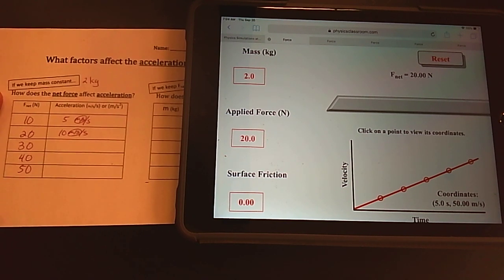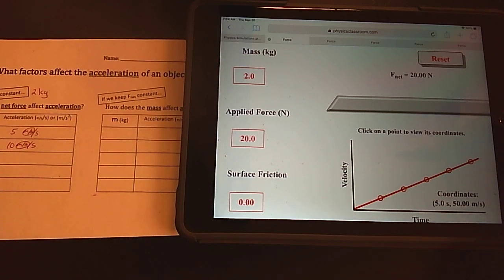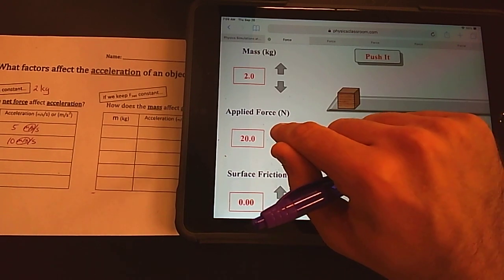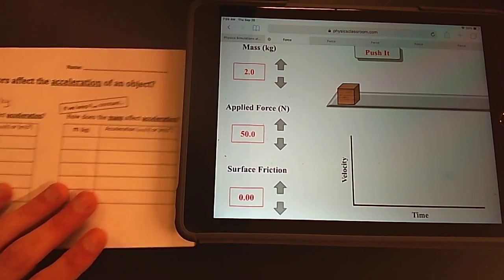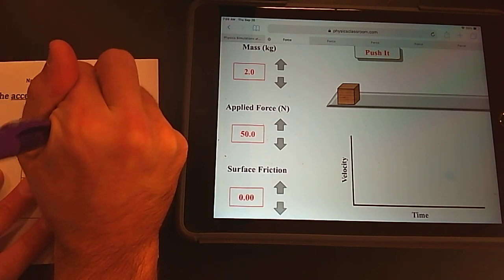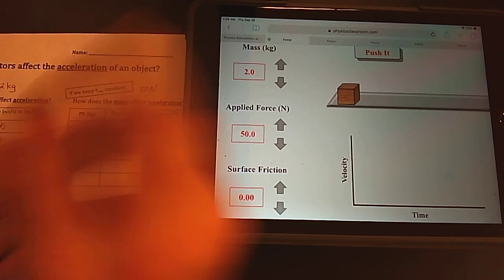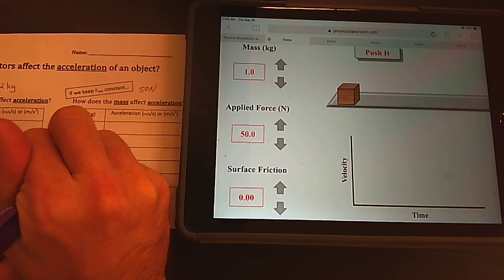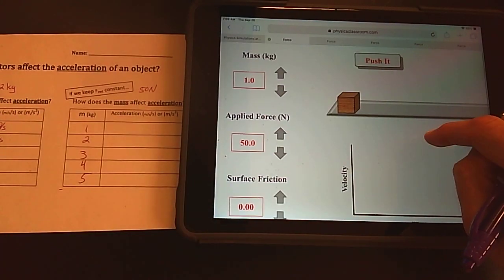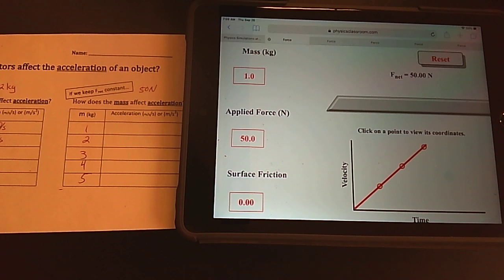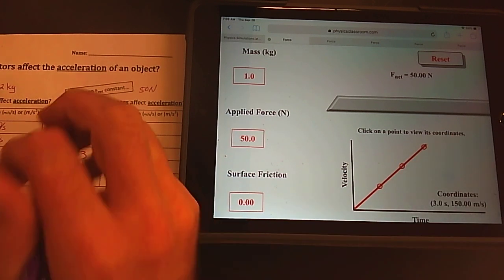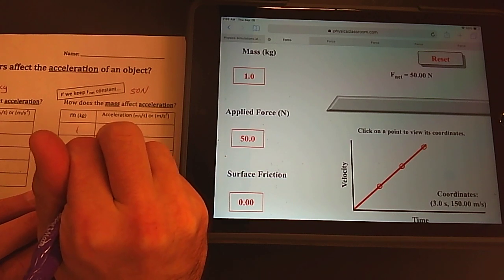But let's go on to the next test, which is if we keep the net force constant. So I'm going to click reset. And I'm going to keep my applied force constant at 50 newtons. It's going to be the net force here. So make sure that you have this constant here. And let's start off with a mass of 1 kilogram, and then we'll just go up from there. And I'll click push it. Kind of makes sense. Bigger net force, it definitely increased speed much faster. With 1 kilogram of mass, let's see, at time 1, 50 meters per second, 100 meters per second, 150. So my acceleration is 50 meters per second per second.